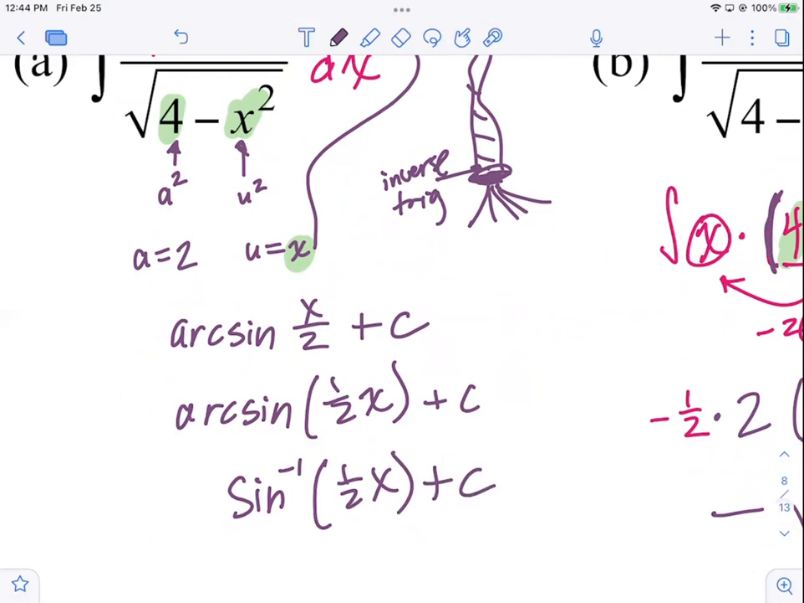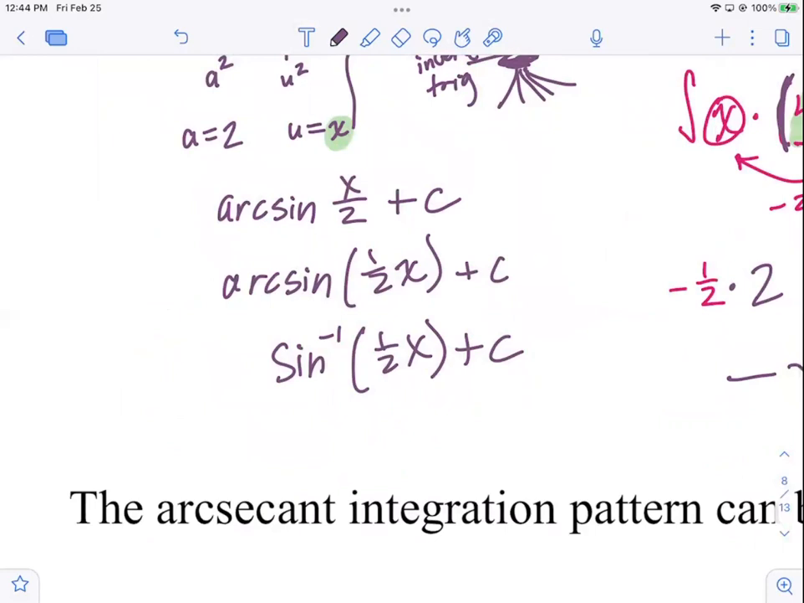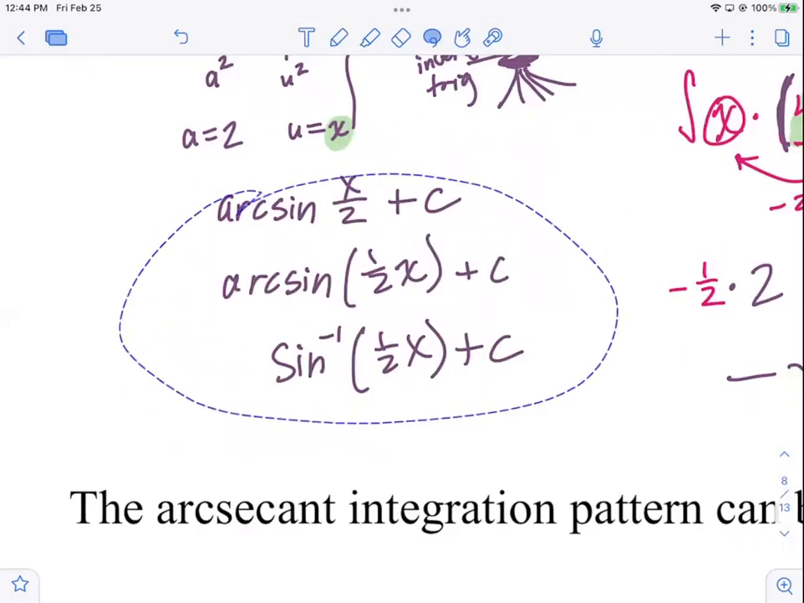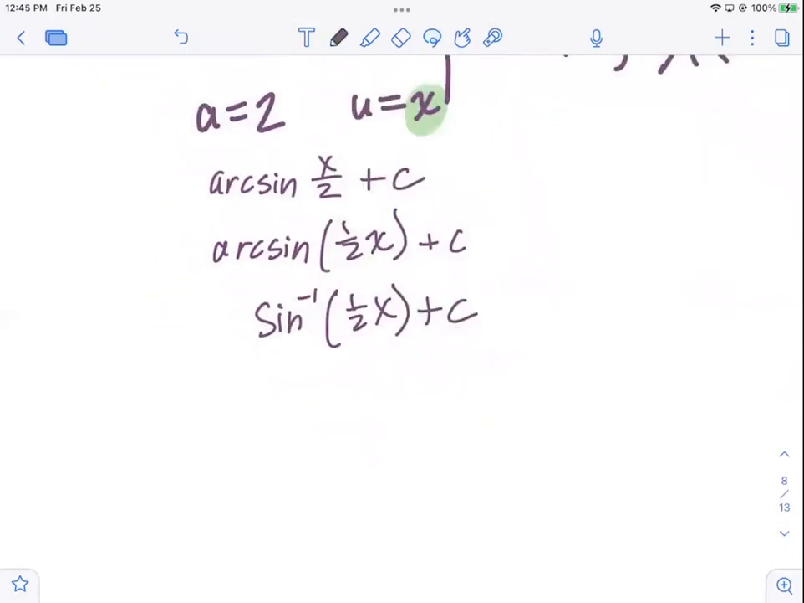Now, I want to show you why it's important to memorize those 3 forms. Let's check. How can I check to make sure this is right? I could take the derivative of it. Let's go ahead and take the derivative of this one here.